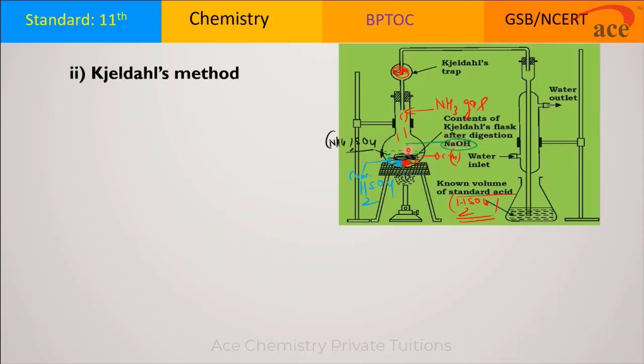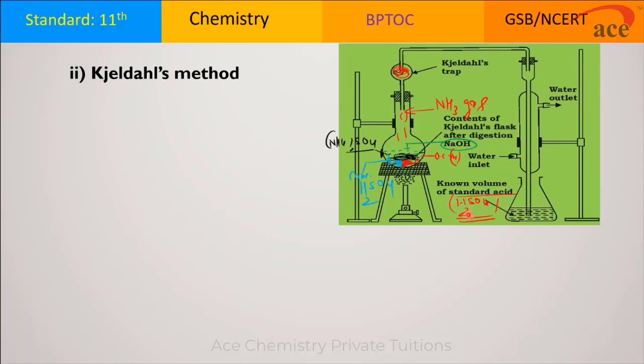So when you add sodium hydroxide, it decomposes the ammonium sulfate which is formed, and it releases ammonia gas. So all the ammonia gas which is evolved from this flask after the reaction is allowed to collect into this Kjeldahl bulb. Now the amount of ammonia which is formed is unknown for us. By knowing the amount of ammonia which is formed, we can find out the percentage of nitrogen. So this ammonia gas is allowed to pass through, and it is allowed to react with the known volume of the concentrated sulfuric acid.